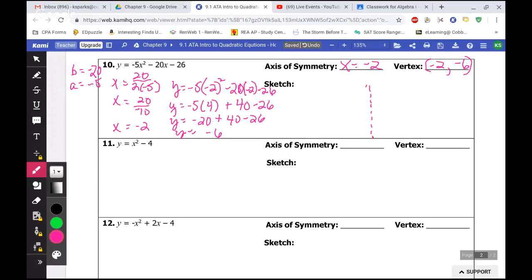So my axis of symmetry, that imaginary line that splits the parabola, is x equals negative 2. And then is my parabola going to be a frowny face or a happy face? What is my A value? It's going to be a frowny face. Good job. Because that A value is negative. The leading coefficient is indeed negative. So I've got a frowny face parabola with a vertex at negative 2, negative 6.